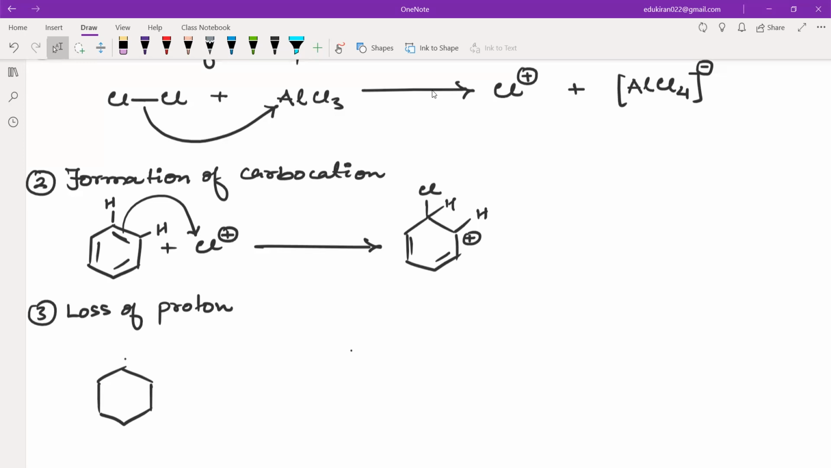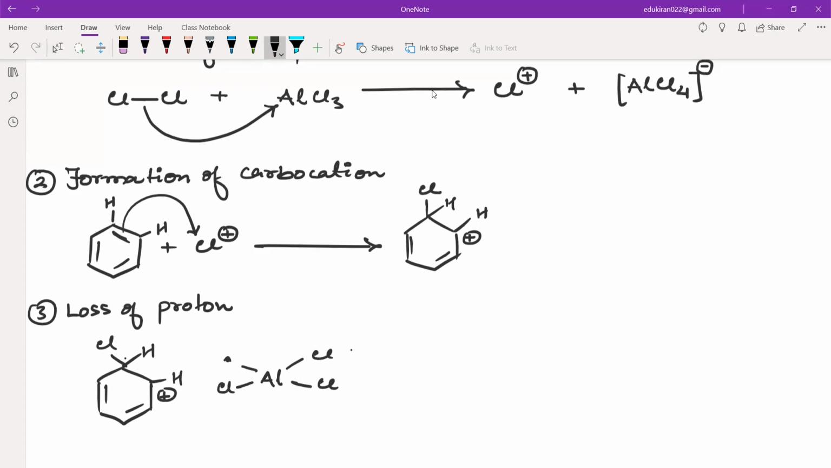So here we have the Cl and H on this carbon atom. Here we have the hydrogen with a positive charge, and these are the pi bonds. Now we have this AlCl4 negative, right? It is like this: aluminium with 4 chlorine atoms. Okay, and there is a positive charge here.